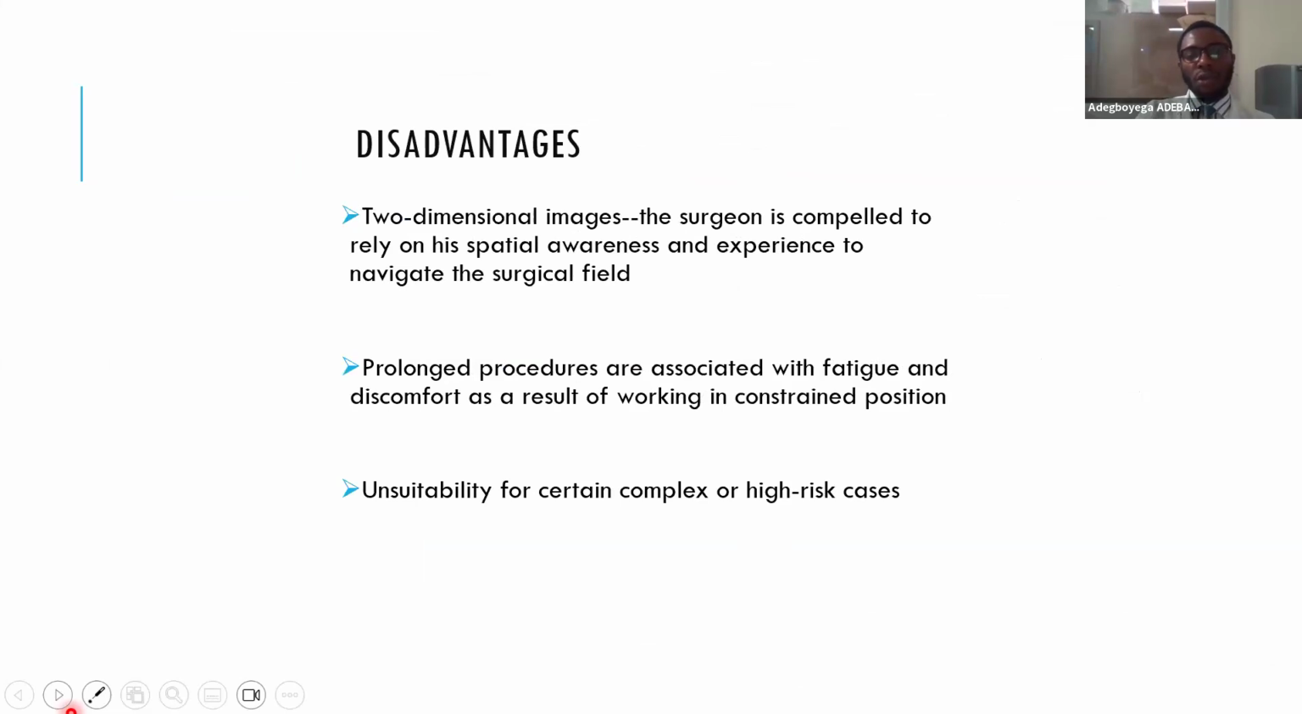Also, neuroendoscopes produce two-dimensional images, which constitutes a problem for navigation within the surgical field. The surgeon is compelled to rely on his experience, a good knowledge of anatomy, and also spatial awareness to minimize or avoid damage within the surgical field. The problem of small working space increases the risk of fatigue and discomfort, especially when neuroendoscopic procedures are prolonged.